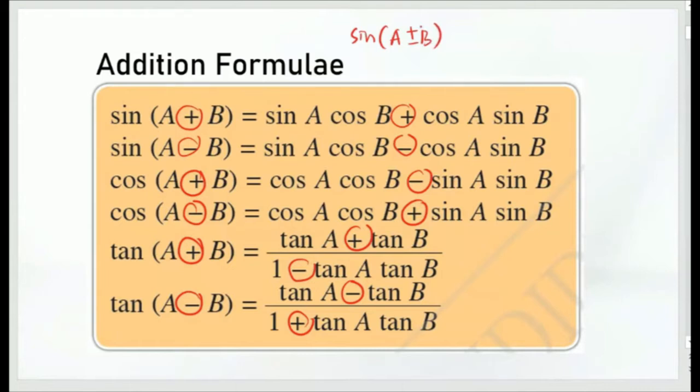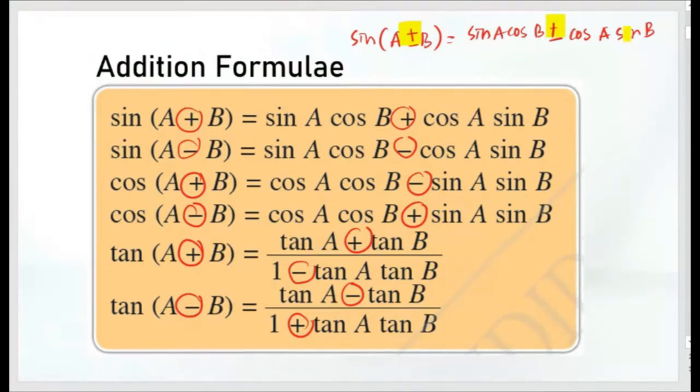Do you know what it means? It will be written like this in the formula: sine A cos B plus minus cos A sine B. It means that when it's positive, you use this positive, and when the question given is negative, then you have to use negative. Up, down, up. During the exam, they give it in this form.